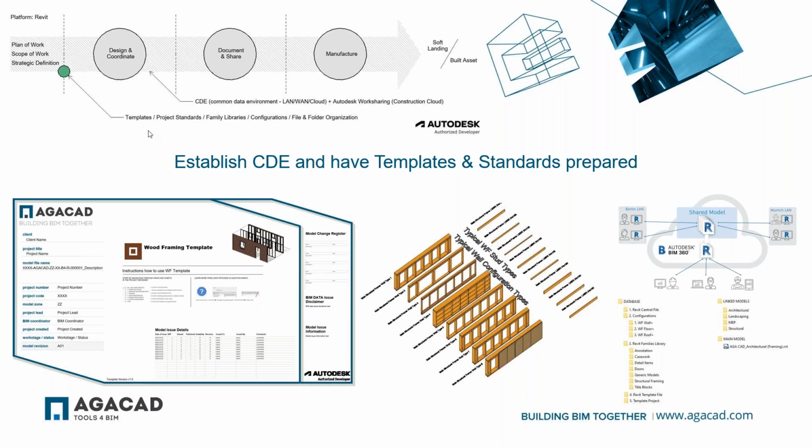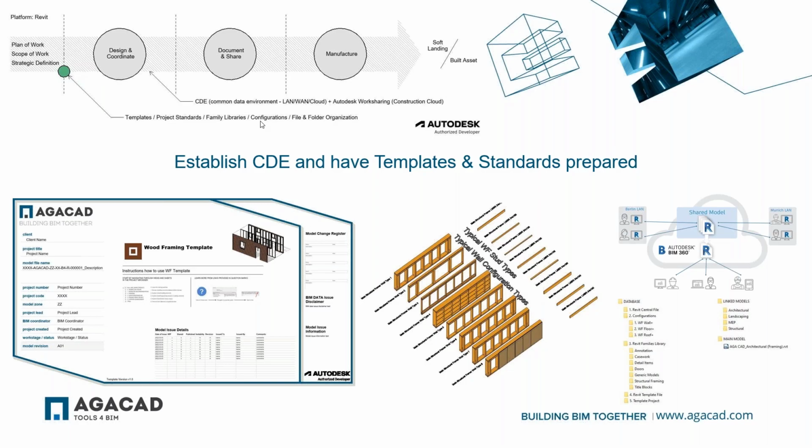The next important bit is having templates, things like templates, project standards, family libraries, configurations already in place. Also, file and folder organization, something that sounds quite simple. However, ideally you should have that resolved and know your organization of files and folders in a company. That's just general maintenance. So I've just named a few things.